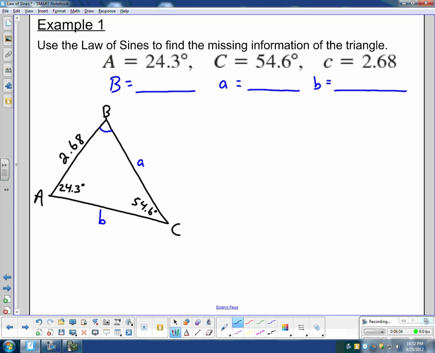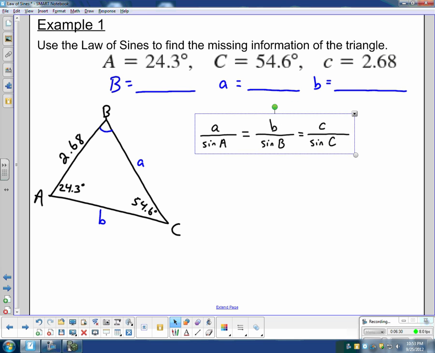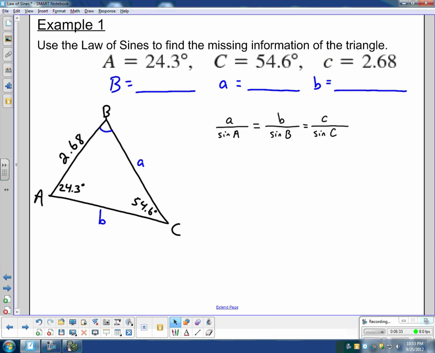What the law of sines says is that side A is to the sine of angle A, just as side B is to the sine of angle B, just as side C is to the sine of angle C. So that's one way that we can think of the law of sines. The law of sines is nothing more than an analogy. Those things are equivalent to each other, those ratios.